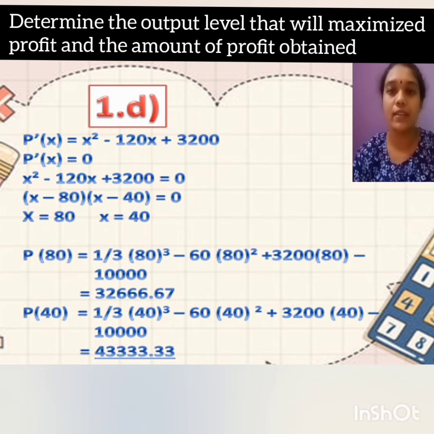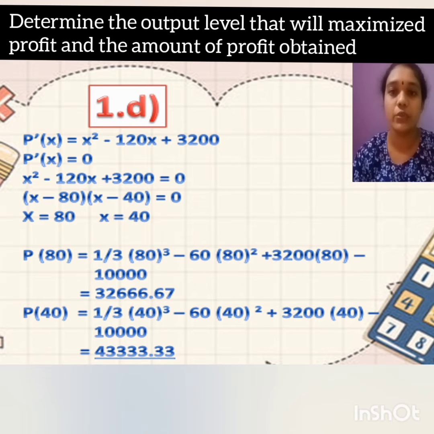1d. Determine the output level that will maximize profit and the amount of profit obtained. If we want to know the output level that maximizes profit, we need to set P prime x equal to 0, where P prime x is equal to x square minus 120x plus 3200. When x square minus 120x plus 3200 equals 0, we can get x equals 80 and 40.